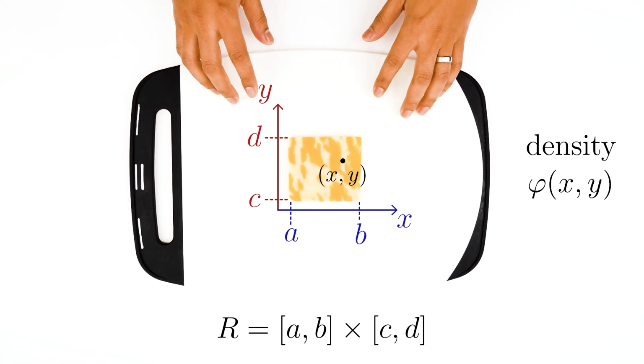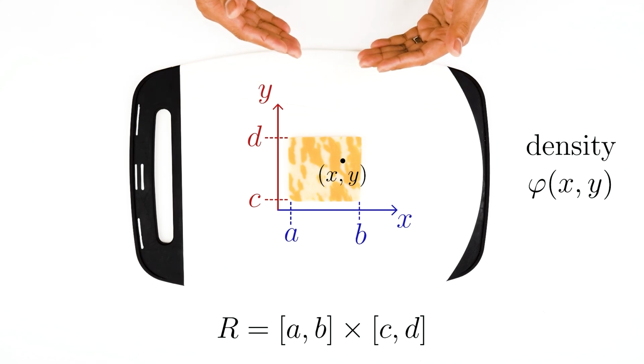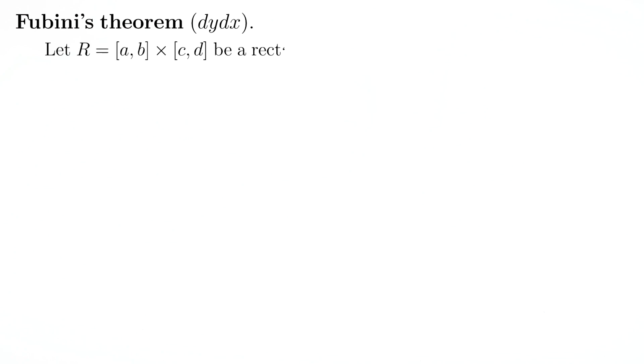With this correspondence between the math and the cheese, we can start to unravel Fubini's theorem. Let's begin with the setup of Fubini's theorem in 2-dimensional space. We will focus on the dy dx version. The dx dy version will be similar. Let R be a rectangle in 2 dimensions. Let phi be a bounded real-valued function on the rectangle R.